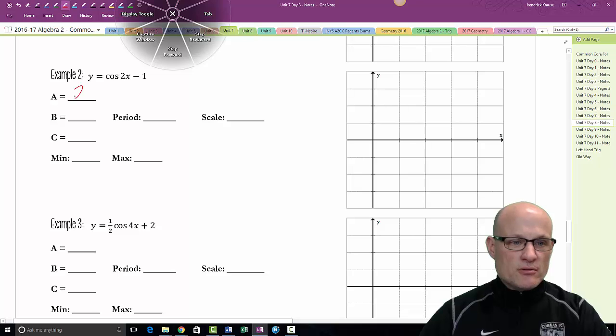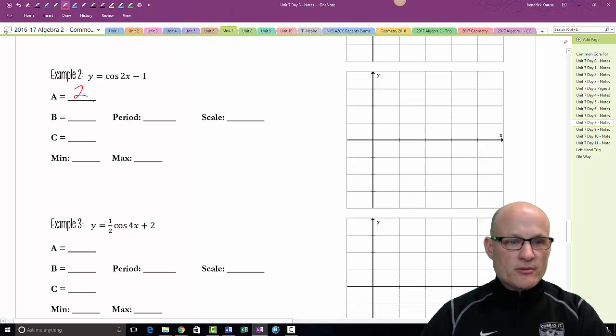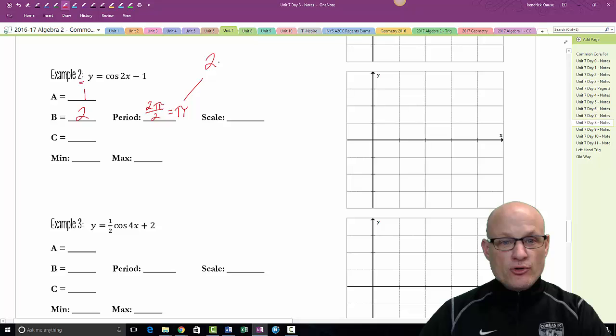A is 2. A is not 2. I was looking at the wrong number. I was looking at example 2. A is 1. B is 2. Period is 2 pi over 2, which is pi, which means we're going to get 2 full curves in.